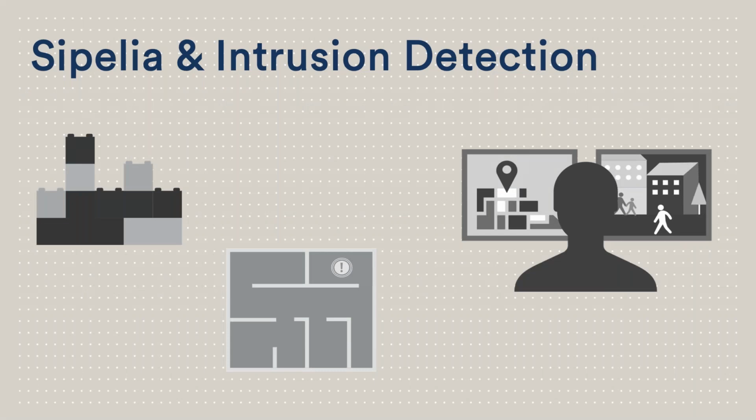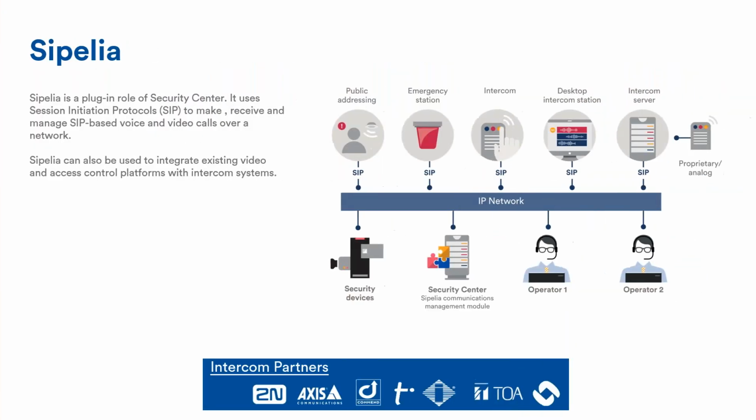Following this, we'll be discussing briefly the Sipelia and intrusion detection system. We won't be going into much detail, just enough information to let you know what these are. So Sipelia basically refers to our plug and play intercom for Security Center. It uses SIP, which refers to Session Initiation Protocol, to make, receive, and manage SIP-based voice and video calls over a network. So Sipelia can be used to integrate existing video and access control panels with intercom systems as well.